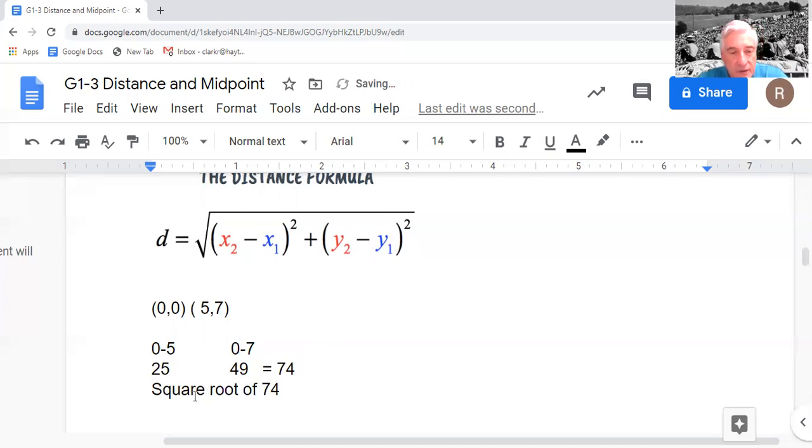is our answer. Now, if it came out the square root of 81, tell me that you know that's 9. If it came out the square root of 25, tell me that you know that's 5. The square root of 74 is irrational. It goes on and on forever. If you need it, we'll get a calculator out. But on a test or a quiz, the right answer is the square root of 74.